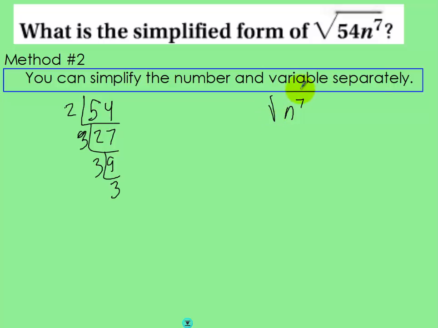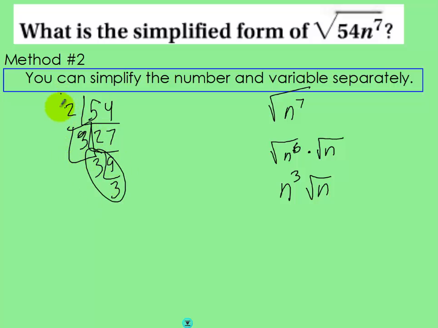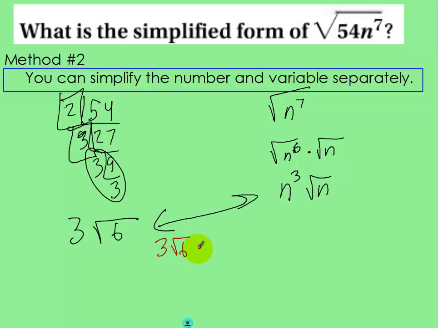I can split the square root of n to the 7th into the square root of n to the 6th times another square root of n. And the square root of n to the 6th is n cubed, square root of n. And over here on the step method, we had a pair of 3's, a lone 3 and a lone 2. So it became 3 times the square root of 2 times 3, so 2 times 3 is 6. Combining these two, they have to be multiplied together. So what you get is 3 square root of 6 times n cubed square root of n.